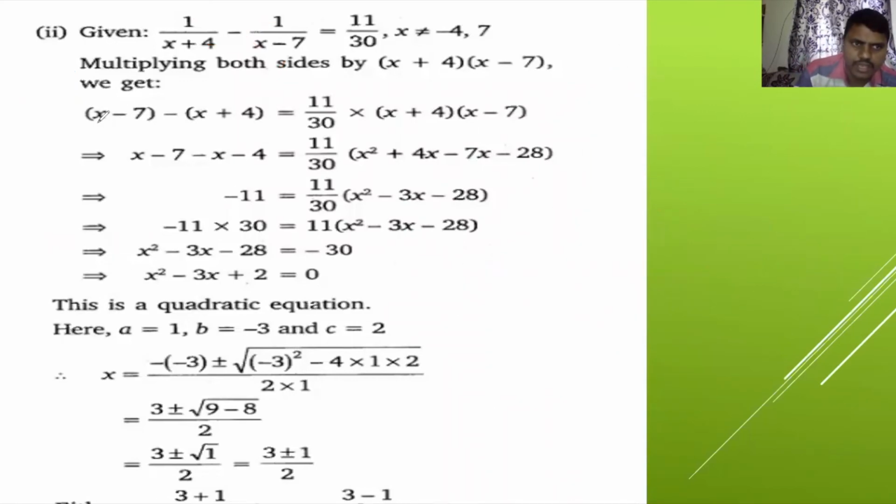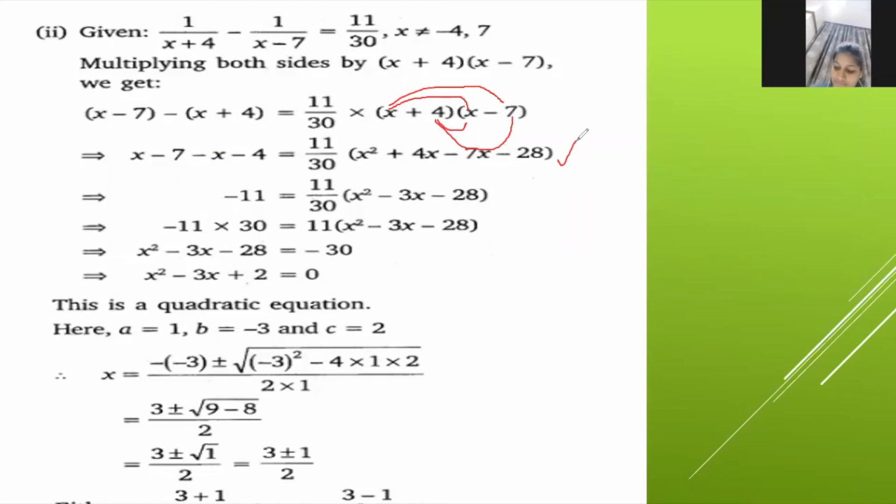Here, children, x minus 7 is the same. Minus into x, minus x. Minus into plus, minus 4. So x minus 7, x minus 4. Here also just the product. x into x, x square, 4 into x, 4x, as well as x into 7, minus 7x, 4 into 7, 28. You know how to multiply binomials. Pranavi, is it clear up to here? Yes, sir.